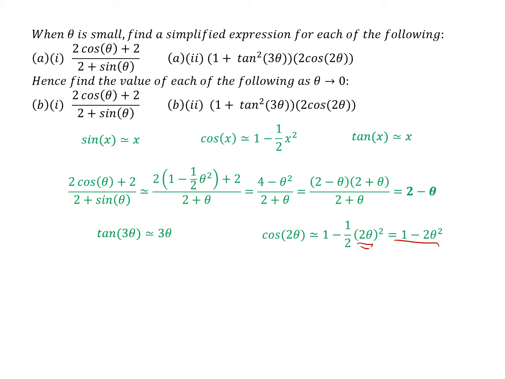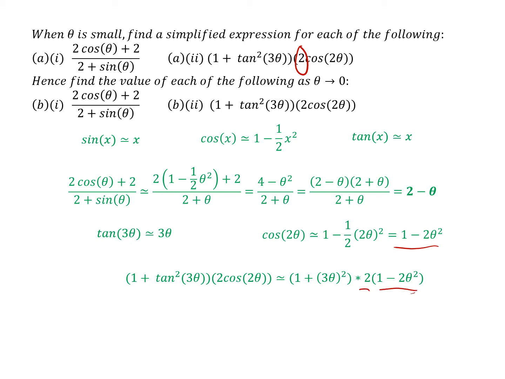When I put those two expressions into this, I get this. So tan squared 3 theta is going to be 3 theta all squared, and then times 2, because we've got this 2 here, cos 2 theta is the 1 minus 2 theta squared. So there's the 2, and then there's 1 minus 2 theta squared, and that's the 1 plus tan squared 3 theta. Simplifying that, multiplying the brackets out gives me 2 plus 14 theta squared.